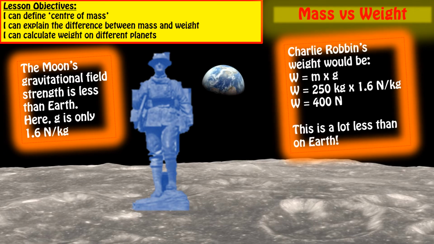So let's look at the moon. Weight is m times g. We know its mass is 250 kilograms. That doesn't change. But g here is different. It's 1.6 newtons for every kilogram. So you times 250 times 1.6, and it comes out as 400 newtons. And that's a lot less. His weight is a lot less on the moon than it was on the Earth. So his weight has changed, but his mass hasn't.